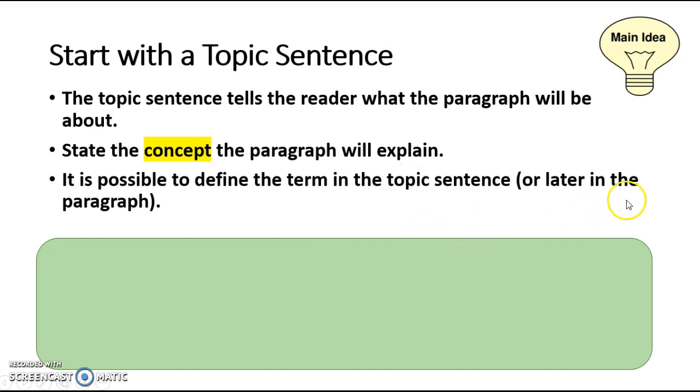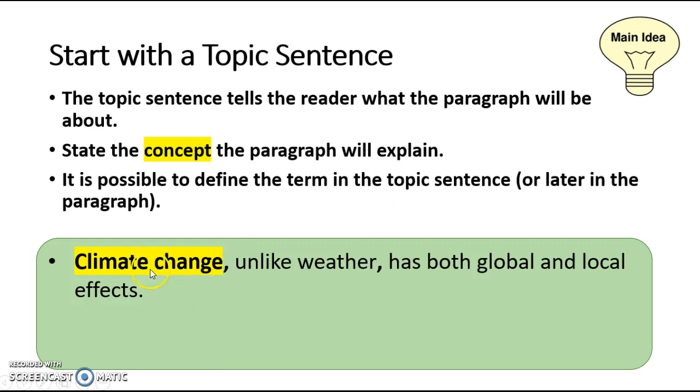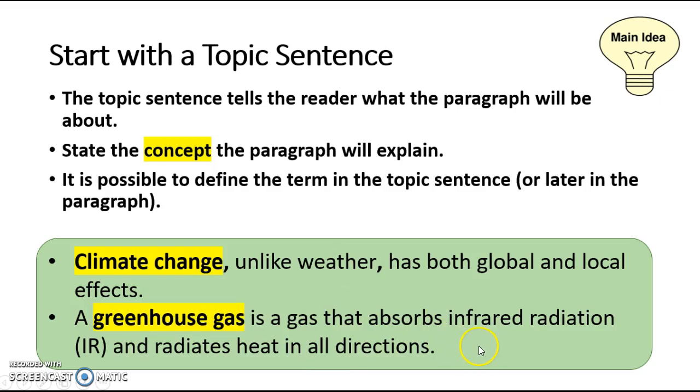So let's take a look at 2 examples. The first one, climate change, unlike weather, has both global and local effects. So the term that we're going to be defining is climate change. And here it's more or less telling us what points are going to be used to help explain the difference between climate and weather. In this example, a greenhouse gas is a gas that absorbs infrared radiation, IR, and radiates heat in all directions. So here we have an example of a topic sentence that defines the term.